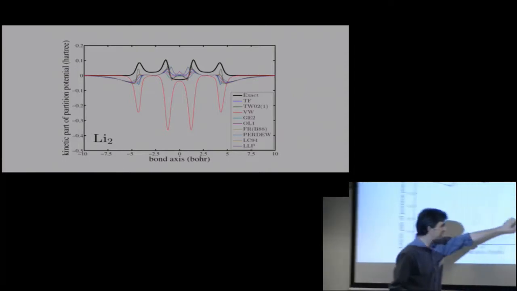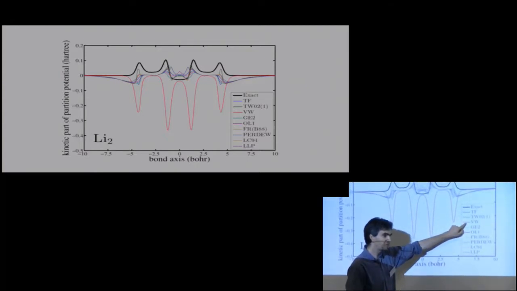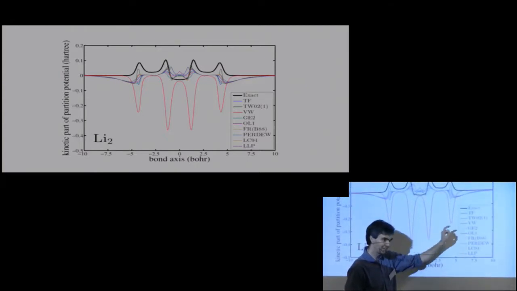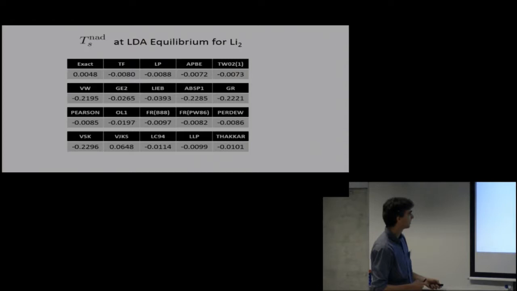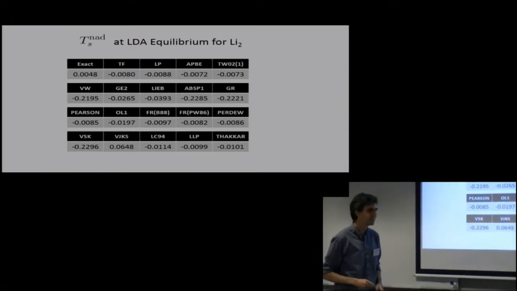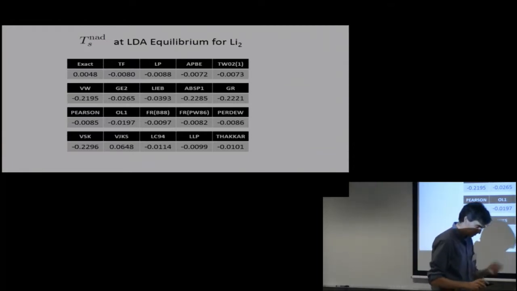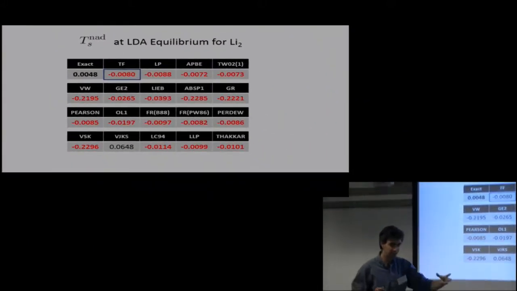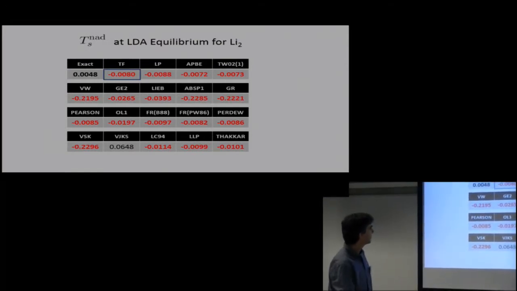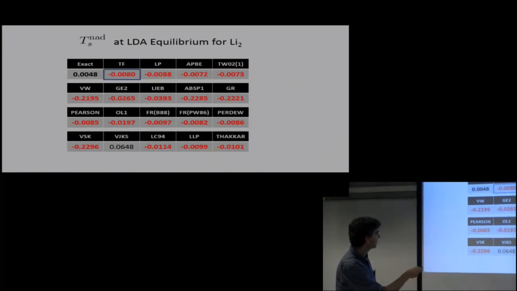And actually, the analogy is not too bad because I was also going to argue in a second that the von Weizsacker is good in some sense when you stretch the molecule. But before that, here are some numbers, just to emphasize this point and make a little joke that's kind of serious. This is the exact value for the non-additive TS, 0.0048 for lithium 2 at equilibrium. And these are the values that you get from all other functionals. You see, most of them are negative, and one is positive. But the best one is setting it to zero. For this case.